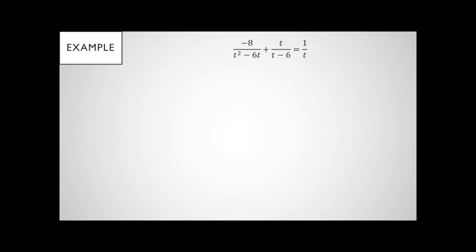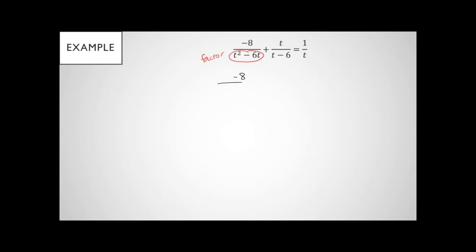So here, this one, now we're starting to get into the more complicated sort of things. So we have negative 8 over t squared minus 6t plus t over t minus 6 equals 1 over t. So in order to decide what method to use, you want to factor your denominator whenever possible. And the only thing we can factor is this one right here. So we want to factor this denominator so that we know what we're looking at.